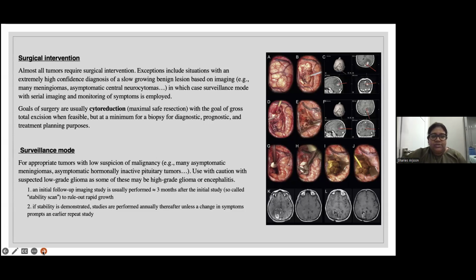Surveillance is appropriate for tumors with low suspicion of malignancy, again, such as many asymptomatic meningiomas and asymptomatic hormonally inactive pituitary tumors. Use it with caution with suspected low-grade gliomas, as some of these may be high-grade or encephalitis. An initial follow-up imaging study is usually performed at about 3 months after the initial study, and this is called the stability scan, to rule out rapid growth. If stability is demonstrated, studies are performed annually thereafter, unless there's a change in symptoms that prompts an earlier or repeat scan.